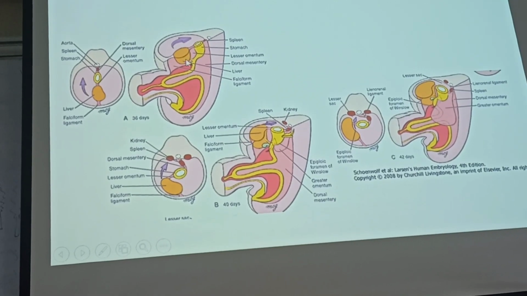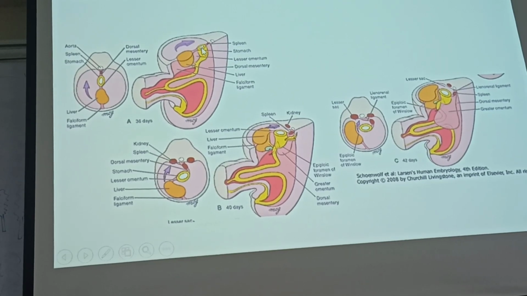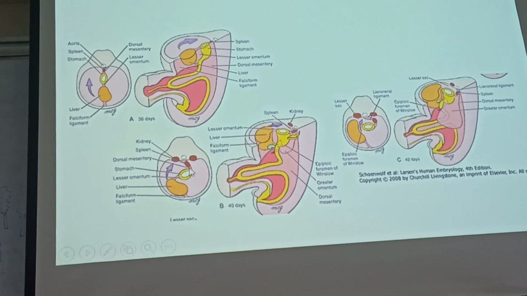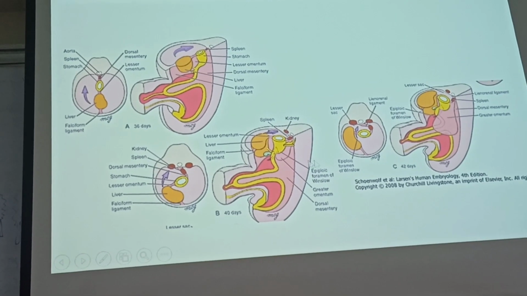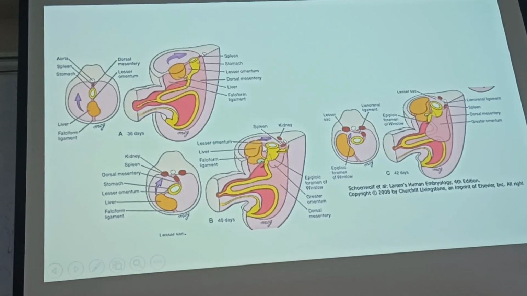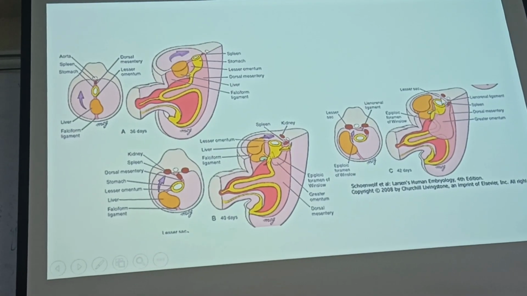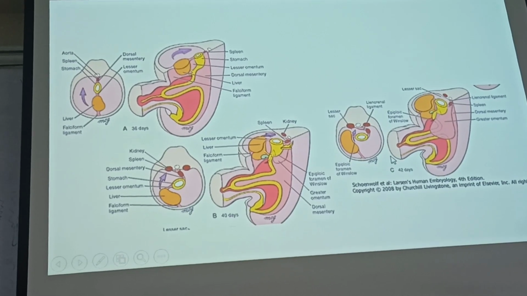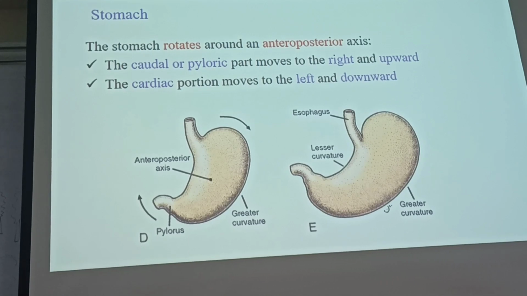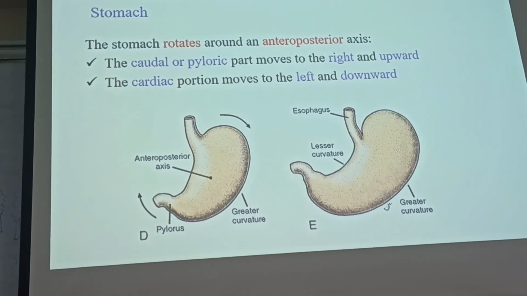In this picture, you can see again the longitudinal rotation of the stomach. This is the stomach. And this is rotation, longitudinal rotation. Bursa omentalis forms behind the stomach. Bursa omentalis is here. Okay? So far, I have explained about the longitudinal rotation of the stomach.